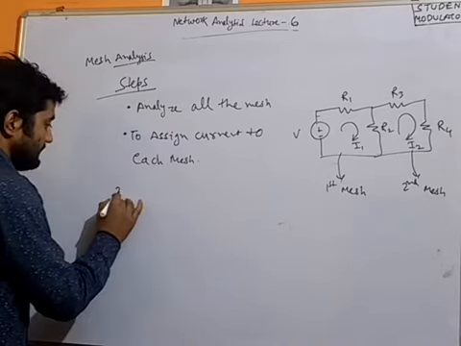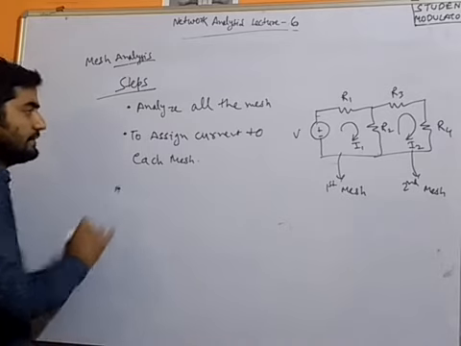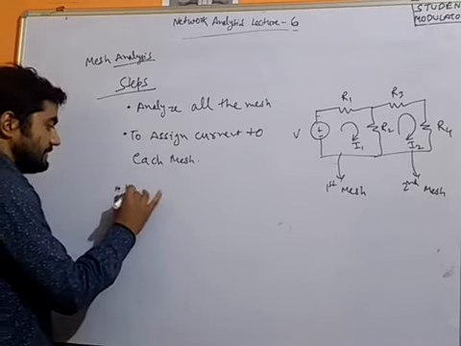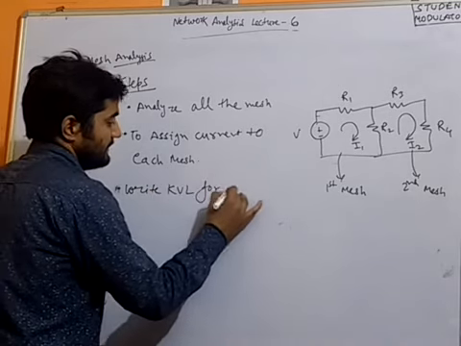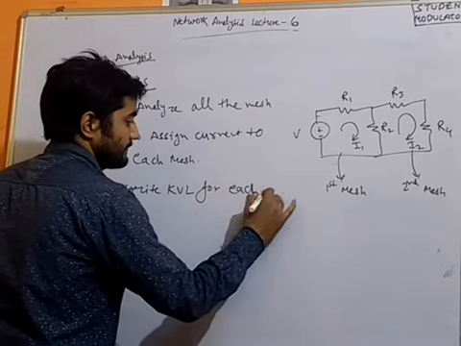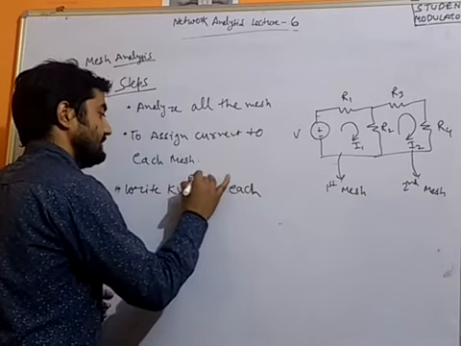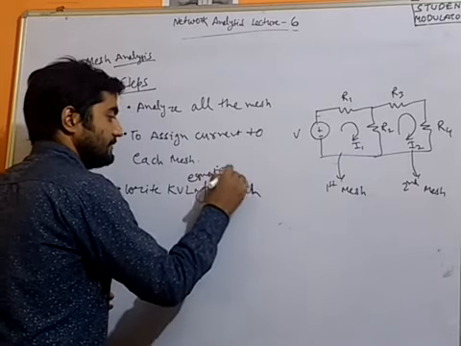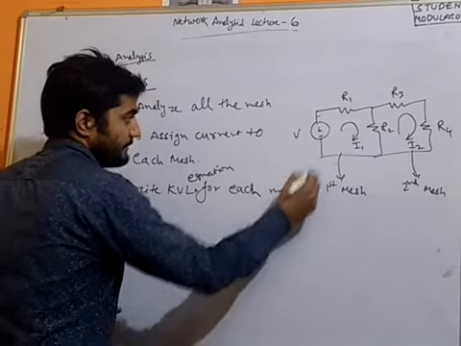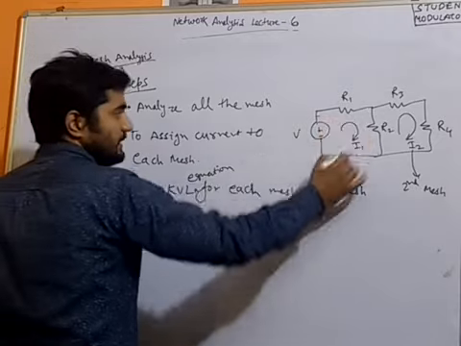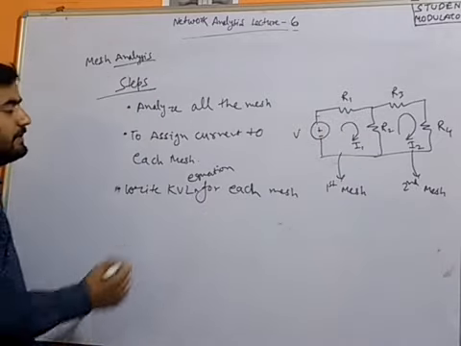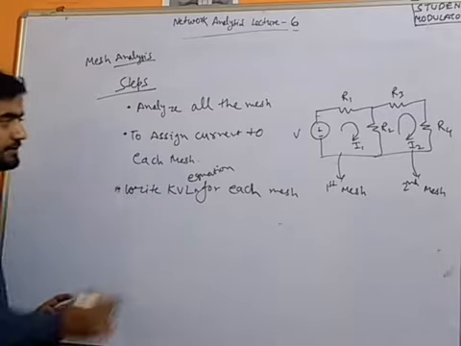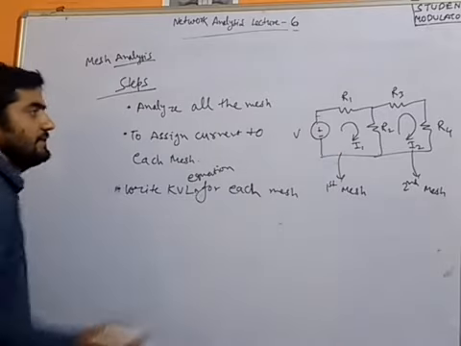Now in the third step, what will we do? In the third step we have to write the KVL equation for each mesh. So we have the two meshes, this one and this one. So for both of the meshes we will write some KVL equation. So for this mesh, first we will try to write.